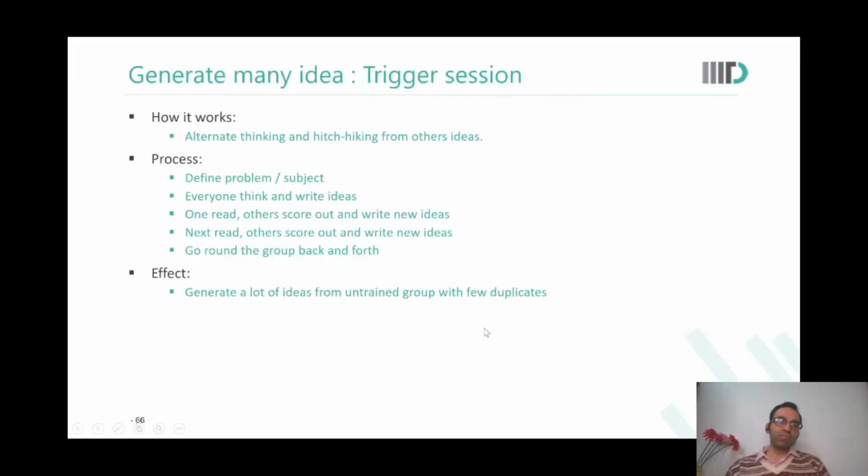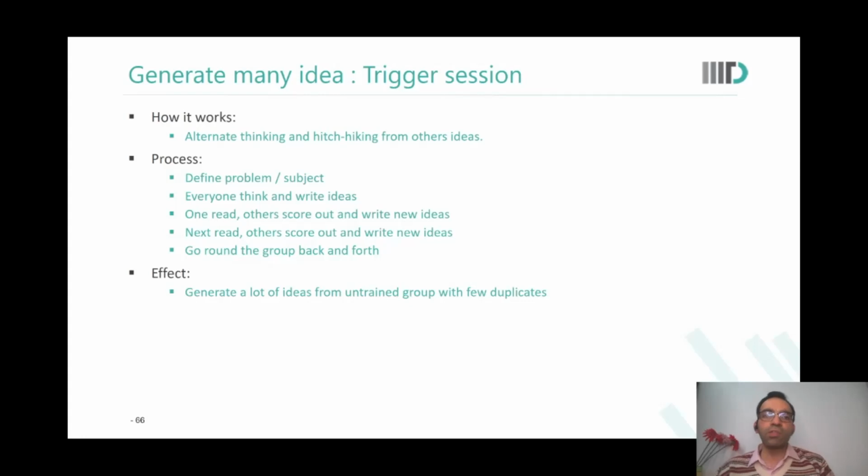Okay, so rooms which have more than 6 people, you use a technique called trigger session. Now, the problem statement that all of you have to solve is: identify as many uses of AI and machine learning for social good. Something like technology for social good. As many ways as you can apply AI for social good. That is the problem statement that each one of the breakout rooms, each one of the teams has to solve.